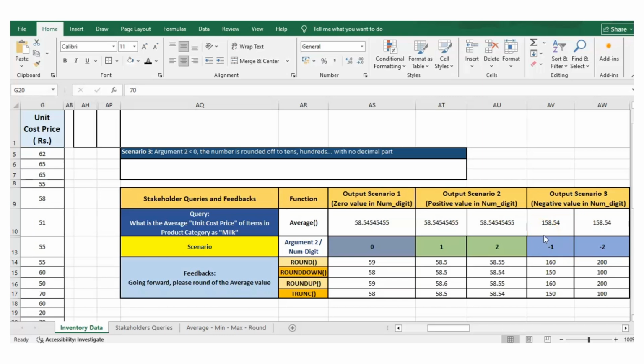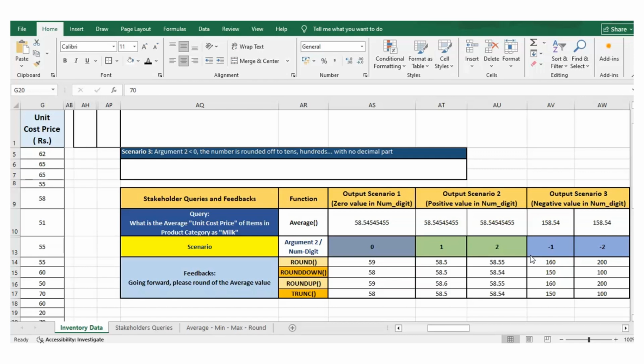Moving ahead to scenario 3, where num digit or the argument 2 is assigned a negative value. To understand this better, here also we have taken two examples. In example 1, the num_digit is assigned -1 as a value. In example 2, the num_digit or the argument 2 is -2. We have also changed the input value that has to be rounded off to 158.54 for explanation purposes. Now what does this -1 signify? This -1 signifies that we have to round off 158.54 to the nearest tens number.